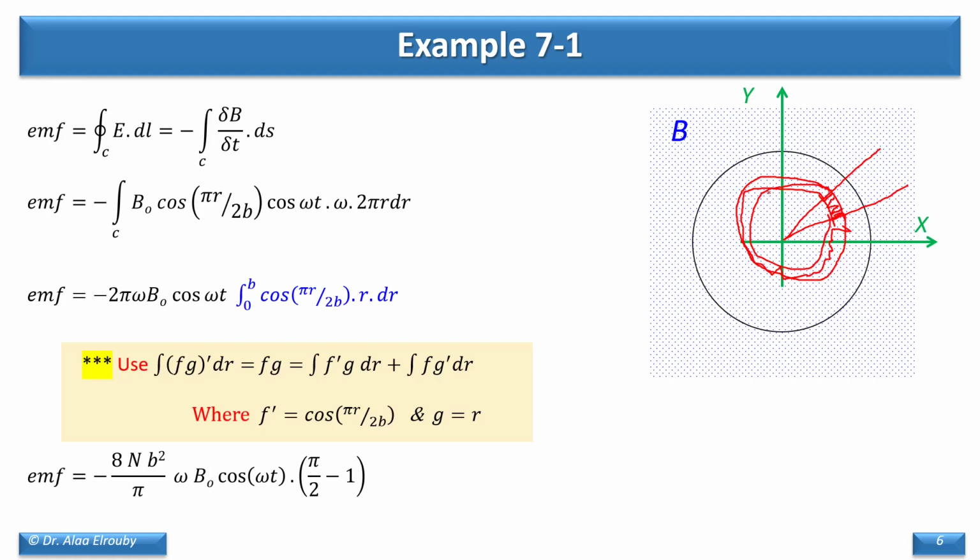Sorry for my drawing with the mouse. It's not that good, but I hope this explains what we are integrating. The area of this ring equals 2 pi r, which is the length of the ring, multiplied by dr, which is the thickness of the ring, and we are integrating from 0 to b.